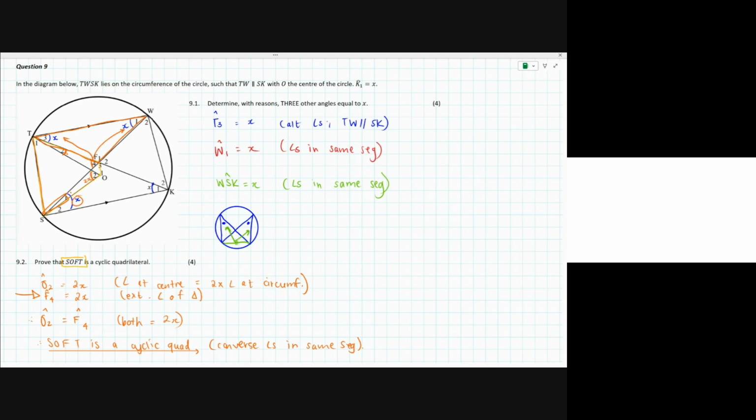So I understand the working out of everything, but I don't understand how that shows that it actually is a cyclic quad. I don't know if you understand what I'm saying. Yeah. Do you agree with me that one of the reasons in a cyclic quad is that a cyclic quad has angles in the same segment equal to each other? Yes, ma'am.